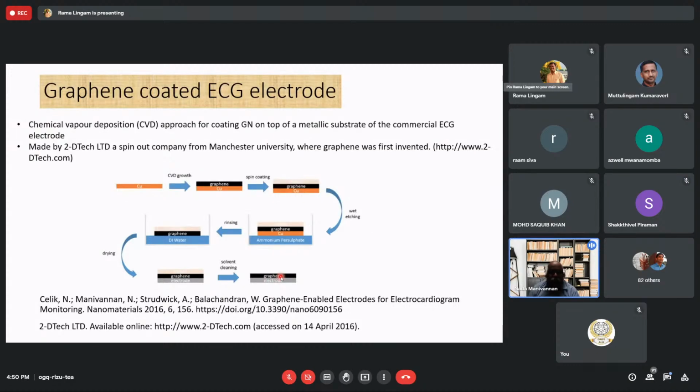Yeah, that's how this is a process. If somebody is interested, they can probably talk to Rama. He will probably be able to get in touch with me, and then I can get in touch with the company who made that graphene for me.